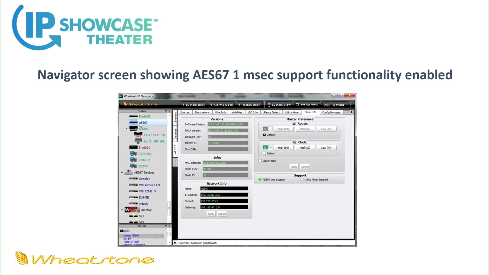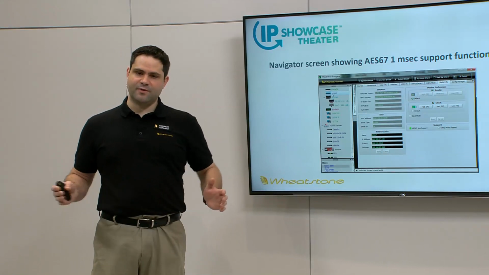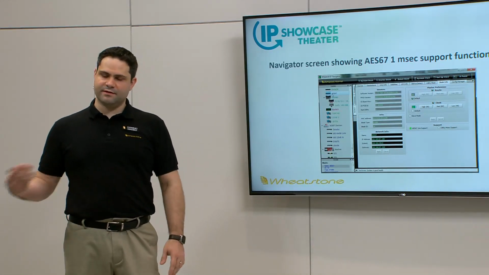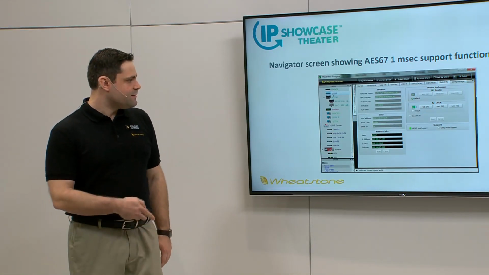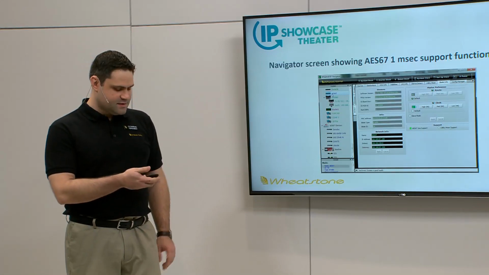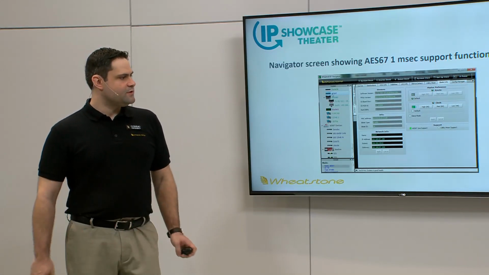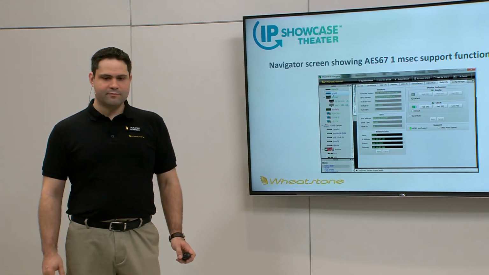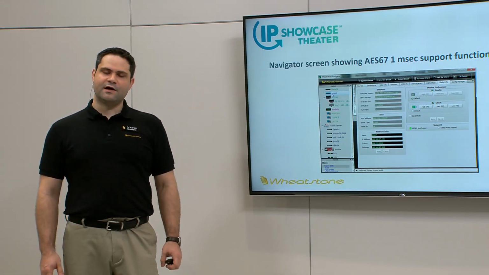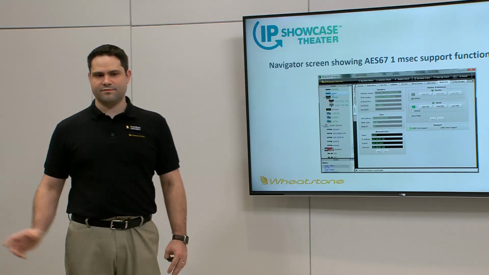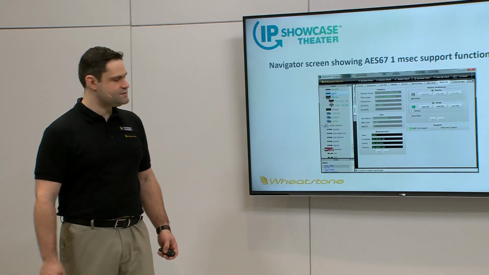So at this point, we had AES67 devices that did not support quarter millisecond, so we needed to enable 1 millisecond support. That simply switches the blade to use a larger buffer for packets so that it can support the 1 millisecond audio packets. It allows us to keep the rest of the system running at quarter millisecond, and then you can isolate the higher latency paths to only devices that support those higher latency connections.